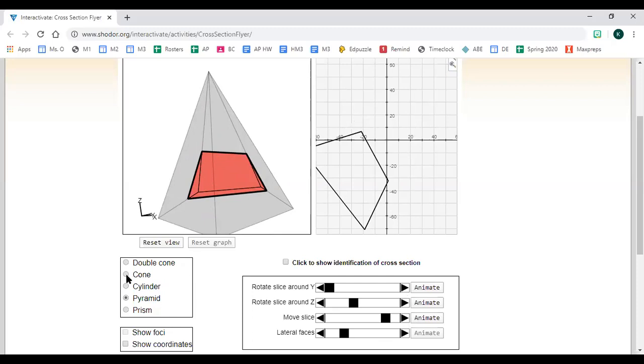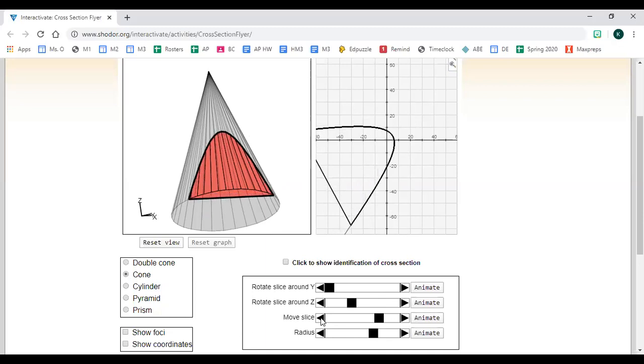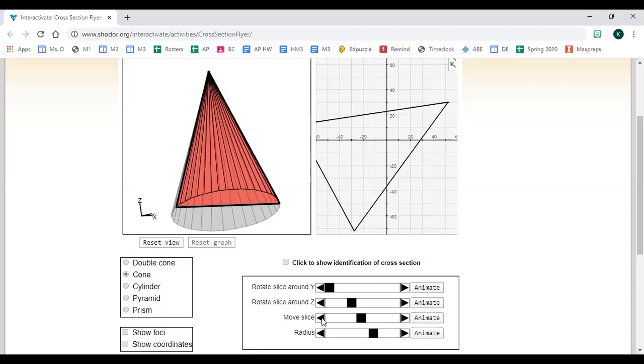And same thing with a cone. But with a cone, it's going to have a curve, almost like a parabola. Well, it is a parabola for that part. And then again, if you move the slice up, you can keep going until you get closer to that point. It gets to be more and more like a triangle. Went too far. All right, and there we go. There's your triangle, as long as it goes to that point.